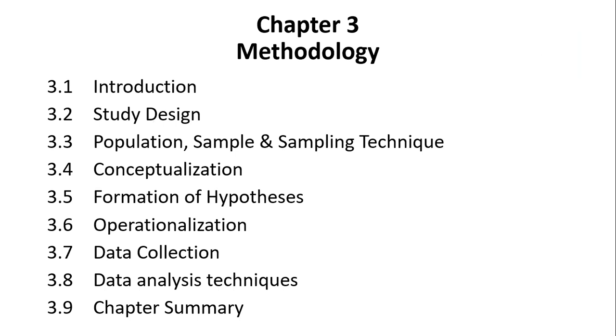So then we are coming to the next area, 3.3. 3.3 is population, sample and sampling technique. So that's a very important area in your study. Now in chapter 3, you have to mention clearly the particular population, the sample and sampling technique.